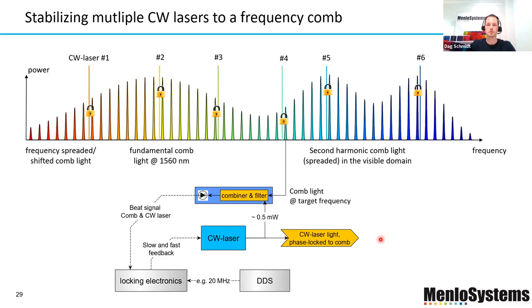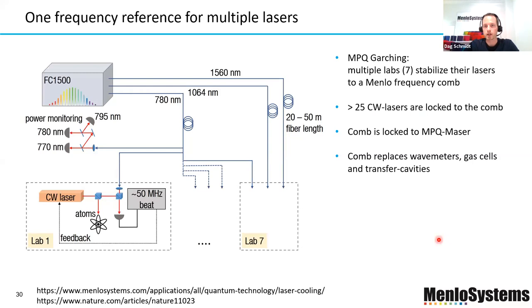This is exactly what is done, for example, at the Max Planck Institute for Quantum Optics in Garching. They have different labs. In total, there are 7 labs which are working with cold atom experiments. And they stabilize more than 25 lasers now to one Menlo Systems frequency comb. The comb itself is referenced to the MPQ MASER. So also there are very nice radio frequency references available.